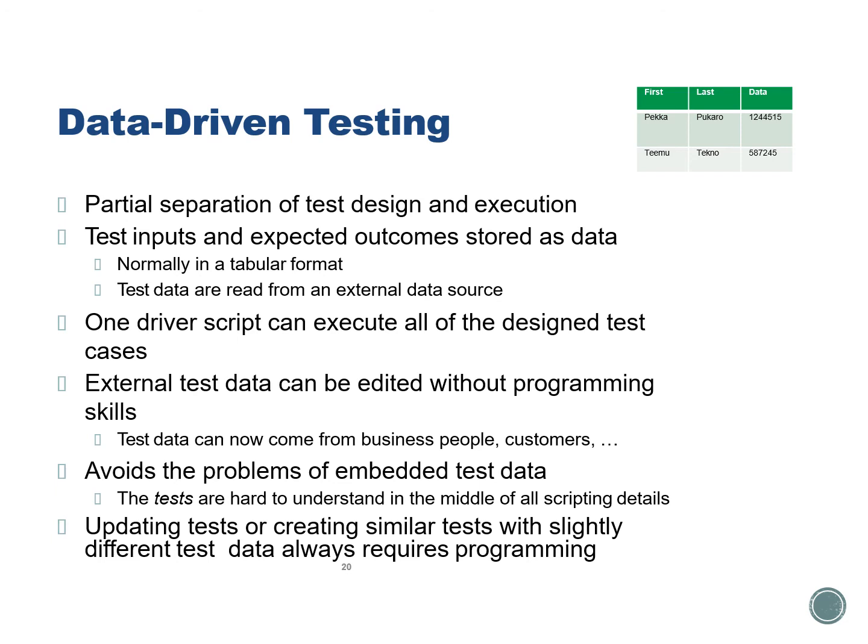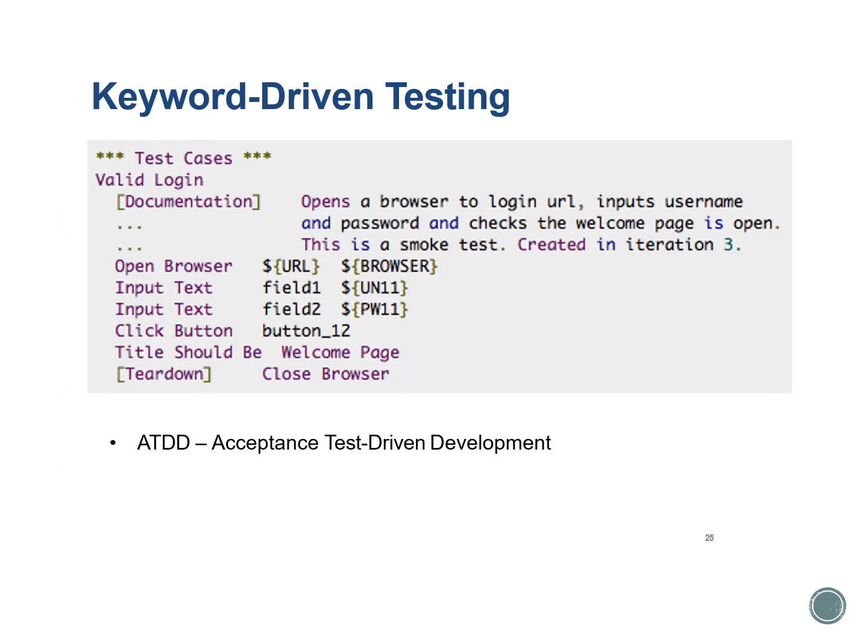If we extend this in a way that we actually can tell the system what it tries to do, we are in keyword-driven testing. So we have the test data available, and we tell the system what it tries to do. So open the browser, input to the field called field 1 this, field 2 this, click this button. It should then show something, and at this point, it should show the title page welcome, and we at that point can tear down the system.